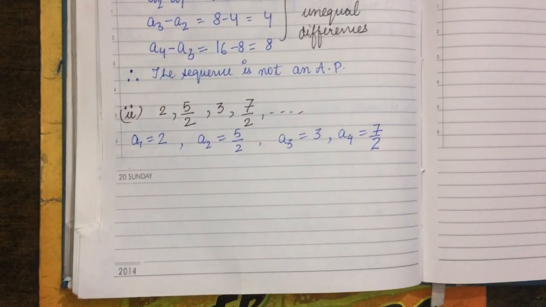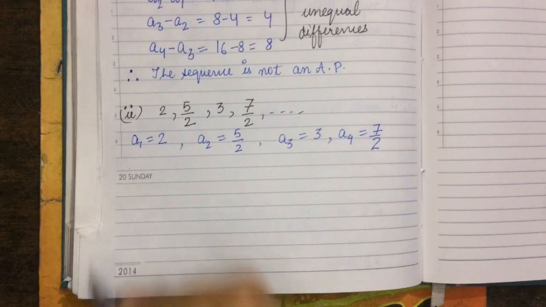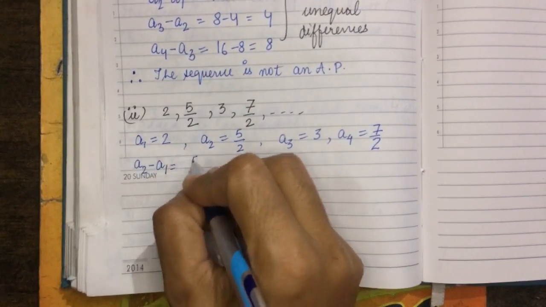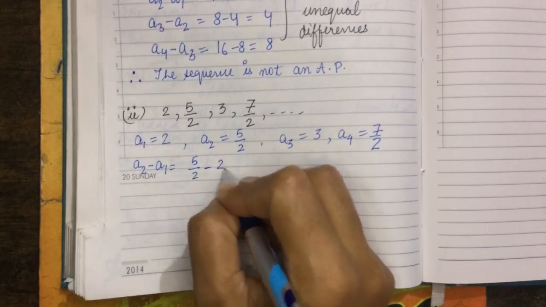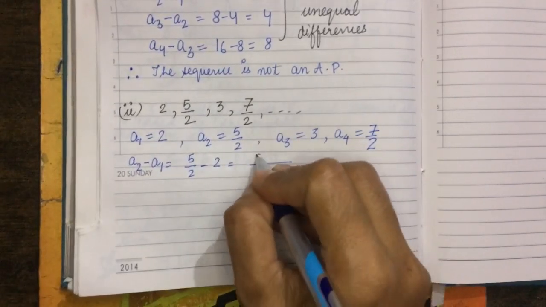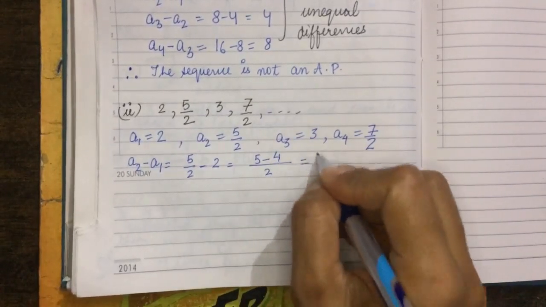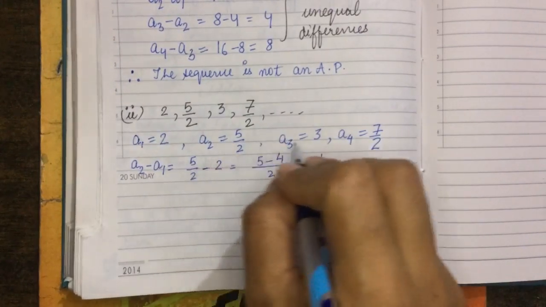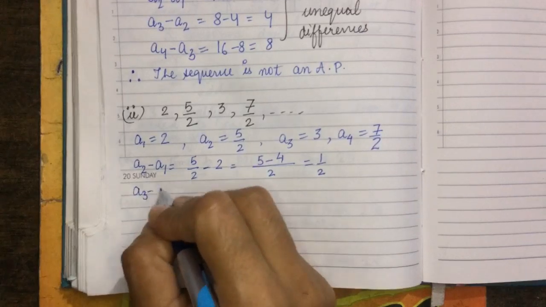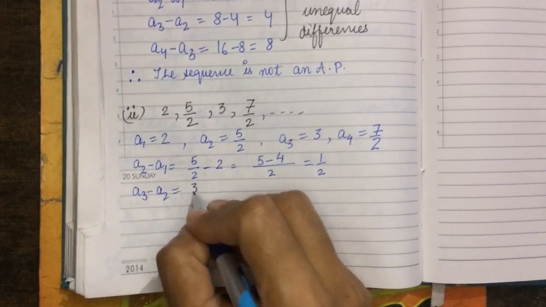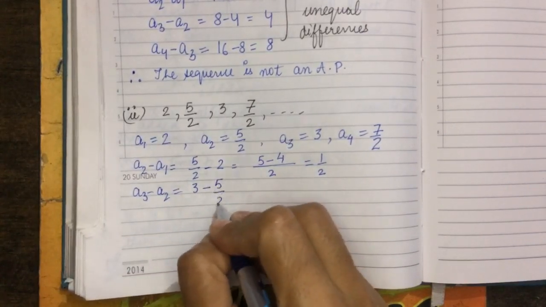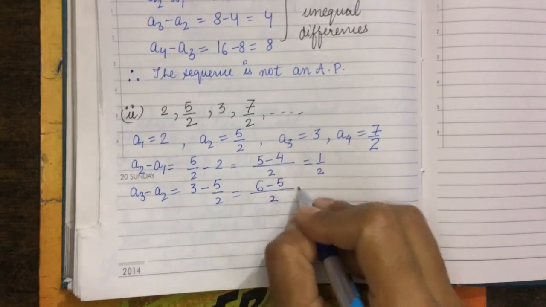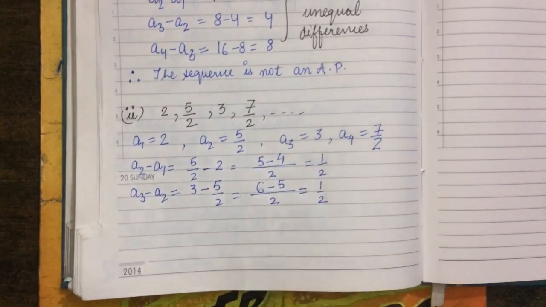Now I will find out the differences between the consecutive terms. Start from the first 2. a2 minus a1. 5 by 2 minus 2. Take the LCM. The difference is 1 by 2. Take the next 2, second and third. So a3 minus a2. 3 minus 5 by 2. Again taking LCM. The difference is again 1 by 2.